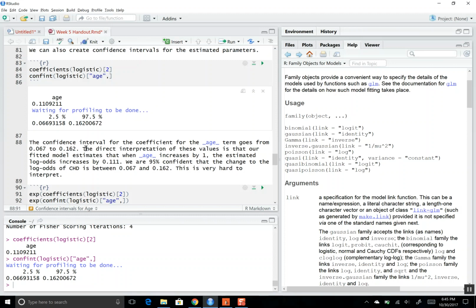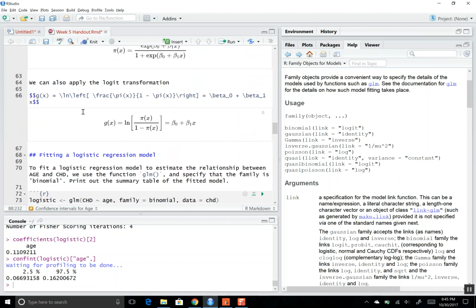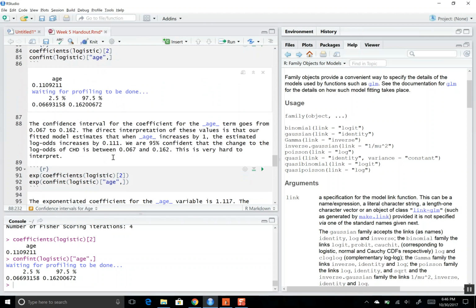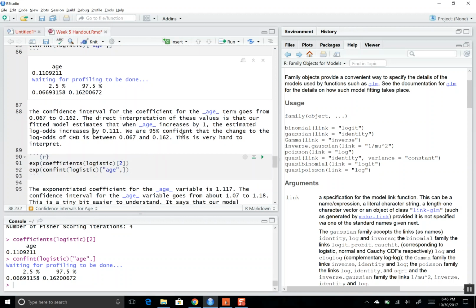And the direct interpretation of this value of 0.11 is that if age increases by 1, the estimated log odds increase by 0.111. This is what we are looking at. We are looking at the log odds of the thing, which is a very strange thing, okay? And I wrote here, this is very hard to interpret because, first of all, talking about changes in odds, it's not even a probability. Probability is easy to understand. That goes from 0 to 1, and it's the probability that something will happen.